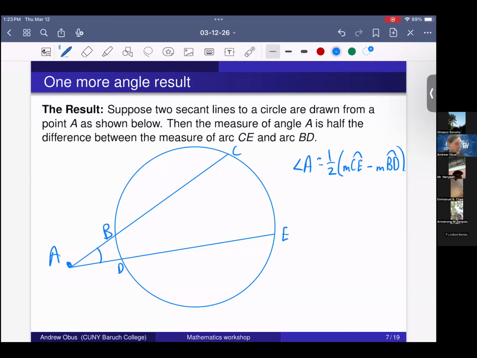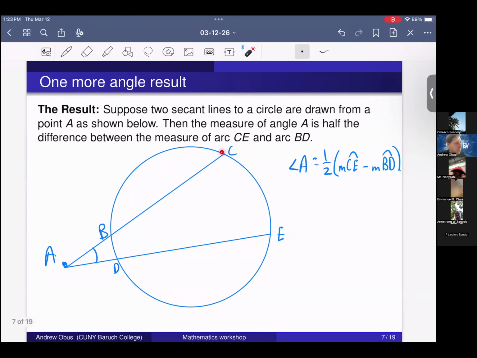We're going to give a justification. So the result is when you take this arc and subtract this arc and then cut that in half, that gives you the measure of the angle. So if this C to E were like 60 degrees, and this was 20 degrees, then 60 minus 20 is 40, and cut that in half is 20. That would tell you that this angle is 20 degrees.